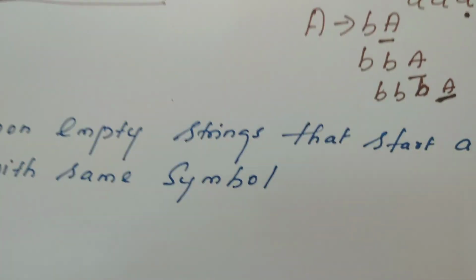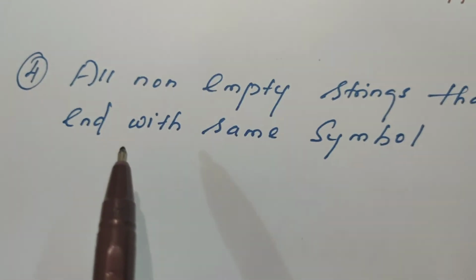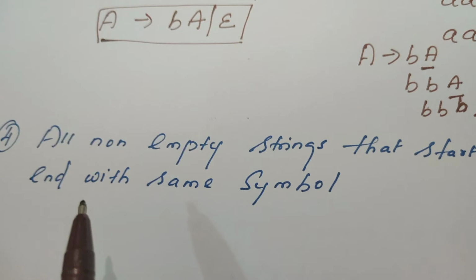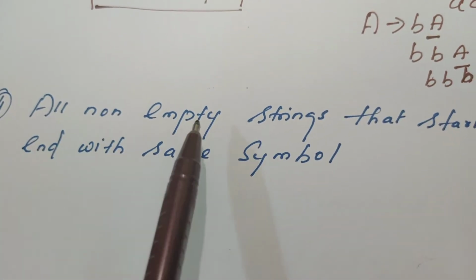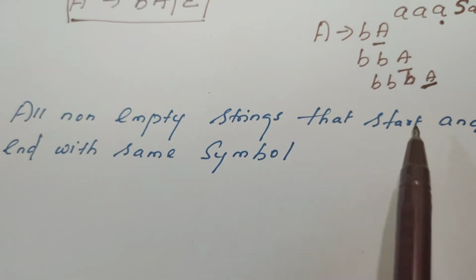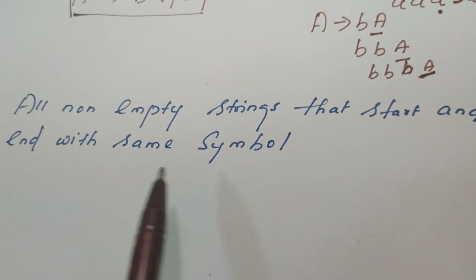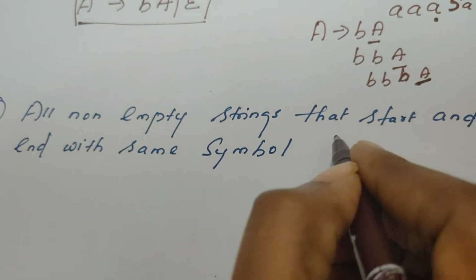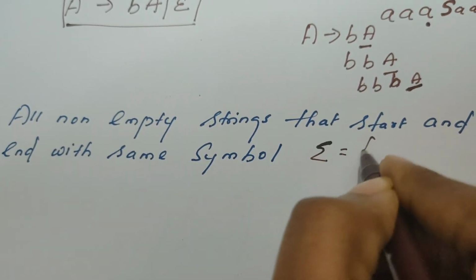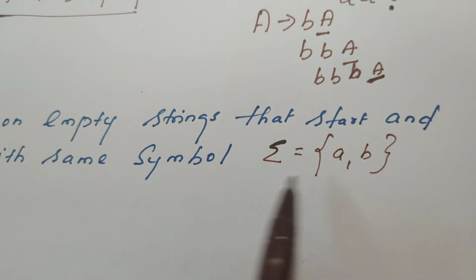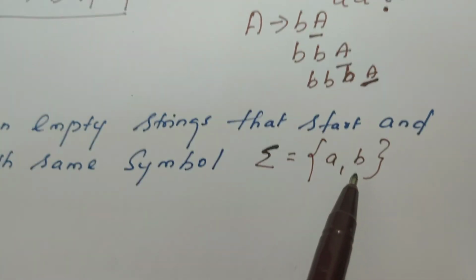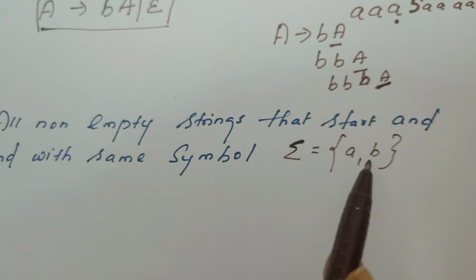Okay, now let us look into the fourth question. The statement is given. For this language, we have to write the context-free grammar. What is the statement given? All non-empty strings that start and end with the same symbol. And sigma, or the alphabet given here, is also a, b. Strings of A's and B's that should start as well as end with the same symbol.